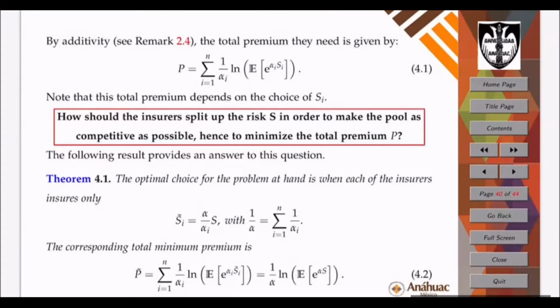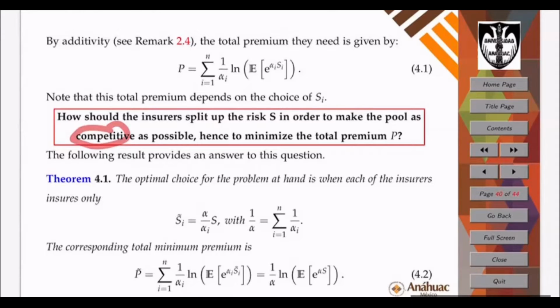The question that we will be addressing during this session is this one: how should the insurers split up the risk S in order to make the pool as competitive as possible? Here we have a word that might be misleading, because what does it mean to be competitive? Well, competitive means to be, for instance, inside the market, and also to be able to compete with the other insurers. The point here is to try to minimize the total premium. And why would you want to minimize a premium? Well, the reason is that you should be aware of your social responsibility.